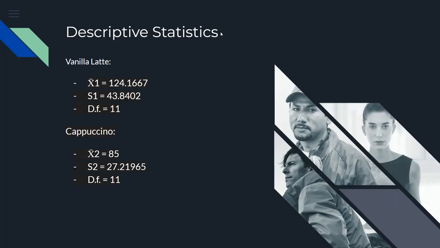So here are more descriptive statistics. For our vanilla lattes, our sample mean is 124.167, the standard deviation is 43.84, and the degrees of freedom, which is n minus 1, so 12 minus 1, is 11. For cappuccinos, the sample mean is 85, the standard deviation is 27.21, and of course, the degrees of freedom are 11.